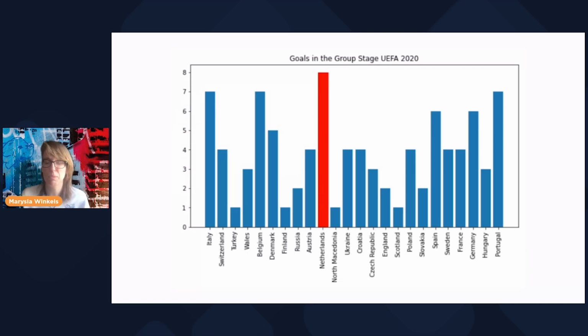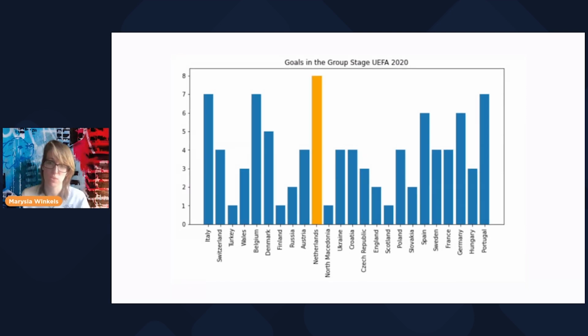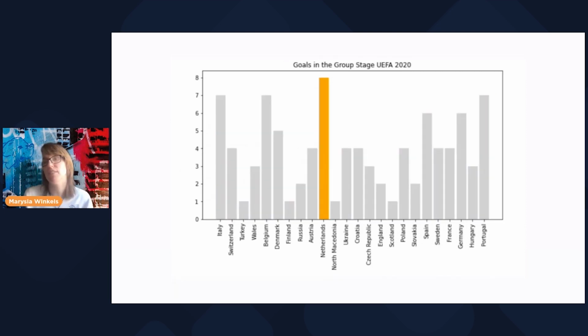But red isn't the best choice because it's associated with danger and negativity. So maybe we go for green instead, which is more gentle and more positive. But because the bars are blue, it doesn't stand out as much. So an alternative would be to use a color that's more representative. Orange, for instance, which is the color associated with the Netherlands. And we can even actively draw the attention away from the other bars by giving them less noticeable colors and attract more attention to the bar that we're interested in, the high scoring number of the Netherlands.